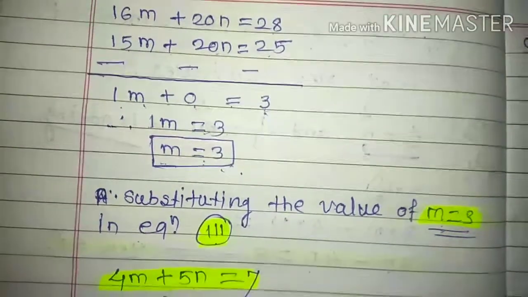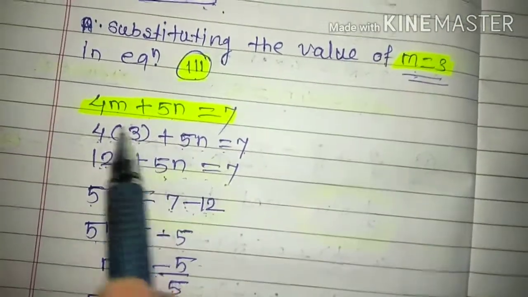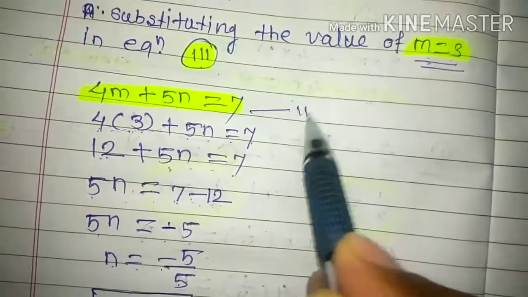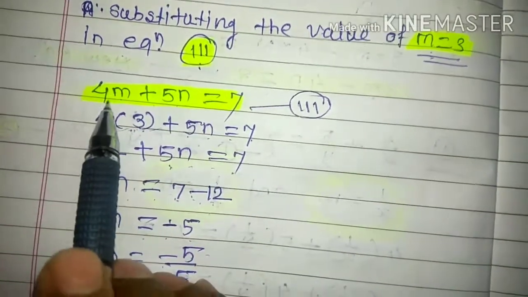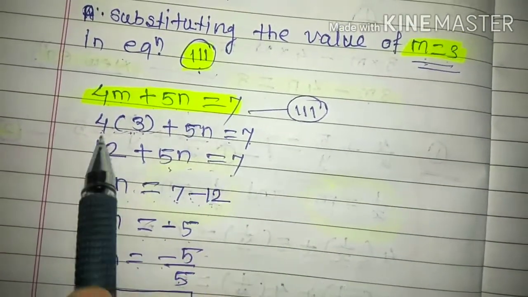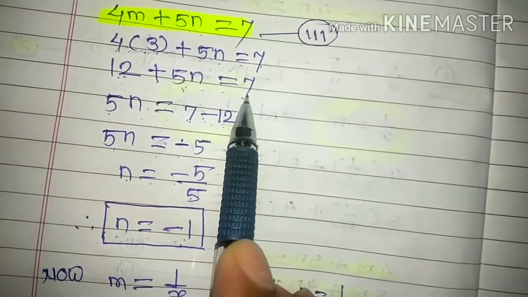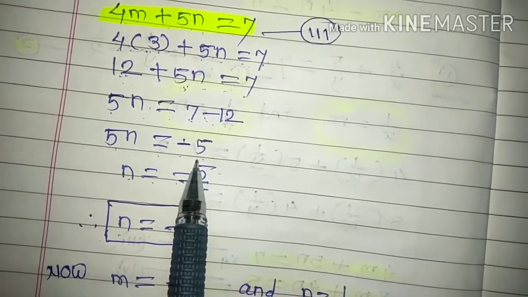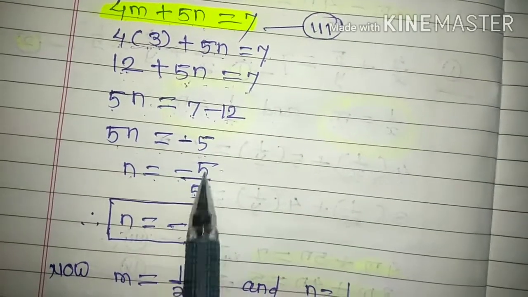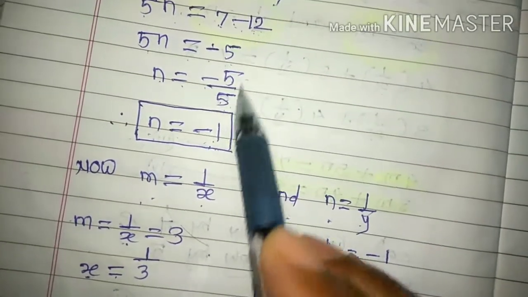This value of m is substituted in equation 3. Therefore, this is equation 3: 4m + 5n = 7, and here m is equal to 3 is substituted. 4 threes are 12, so 12 + 5n = 7. This 12 goes to this side, therefore 7 minus 12, which is minus 5, so 5n = -5, and n is equal to -5/5, n is equal to -1 after division of both sides.